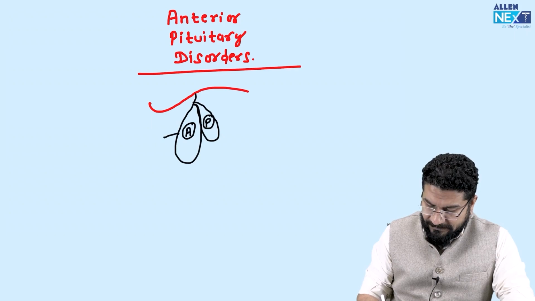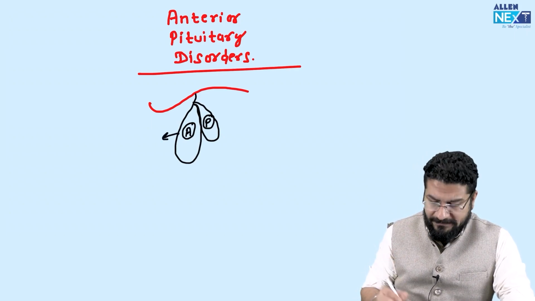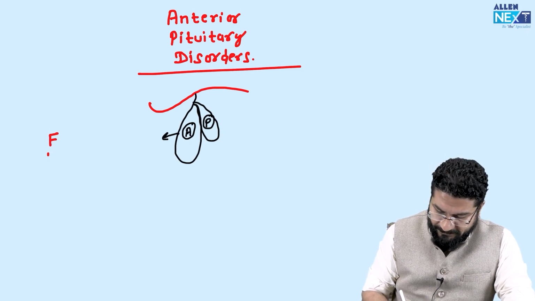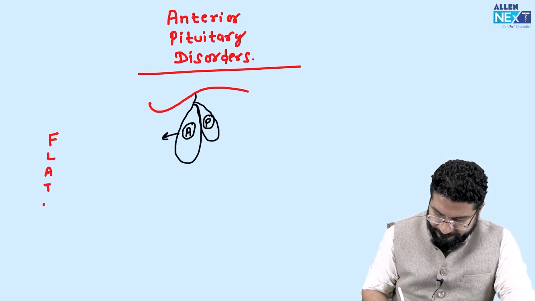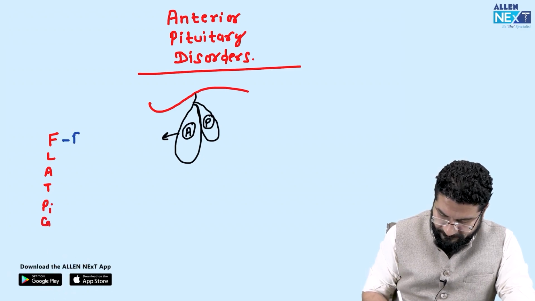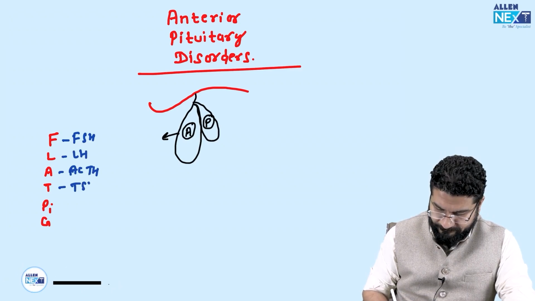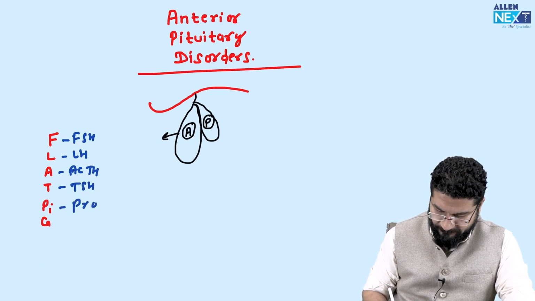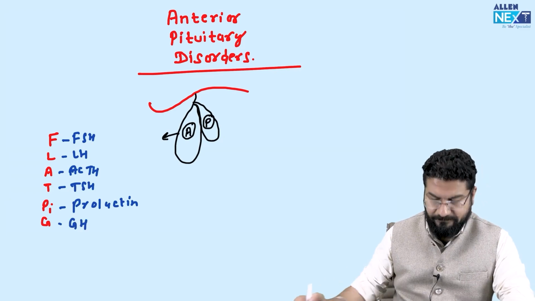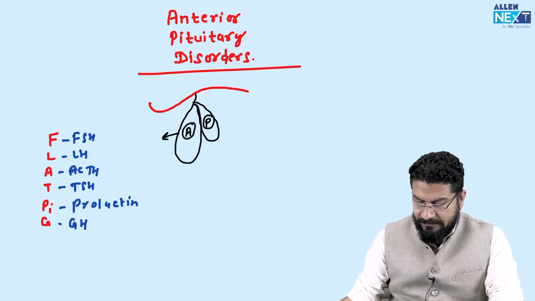Like I told you in the basic hormones chapter, this anterior part is releasing some hormones which you can remember by a mnemonic, FLAT PIG. Flat pig means FSH, LH, ACTH, TSH, prolactin and GH. Flat pig. So anterior pituitary is releasing these hormones.